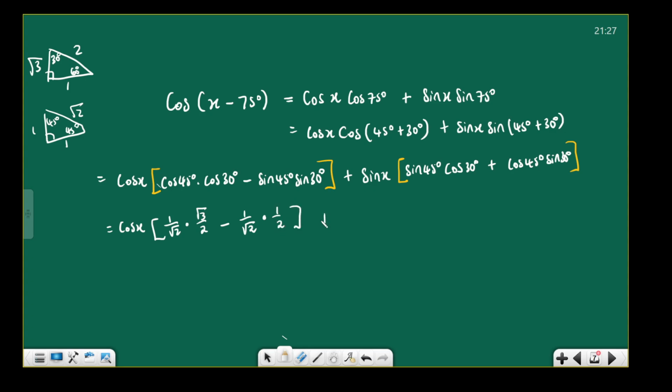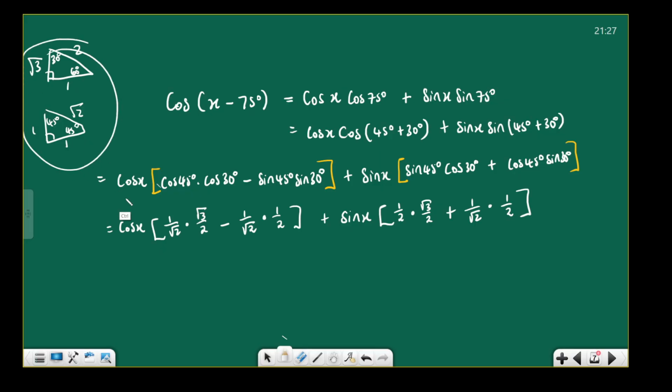Okay, then you'll have sine x here, right? Then sine 45 would be 1 over root 2. Okay, and then cos 30 would be root 3 over 2, and then cos 45 would be 1 over root 2, and then sine 30 would be 1 over 2. Okay, so I'm just simply using the triangles, guys. So then here you can use a calculator to find the answer inside there. I think the answer you should have there is like root 3 minus 1 all over 2 root 2.